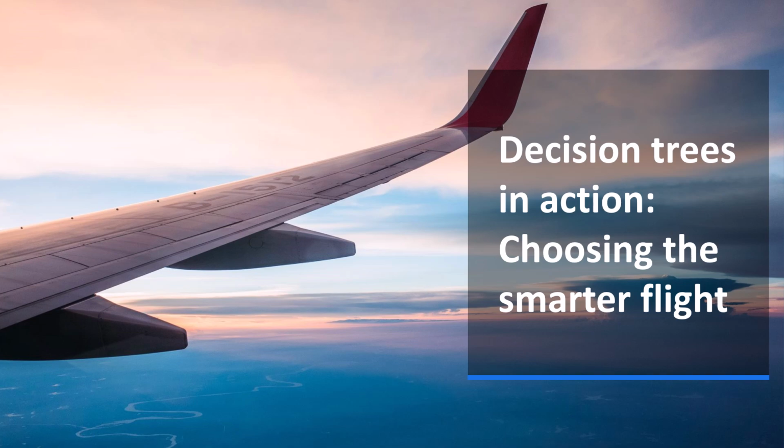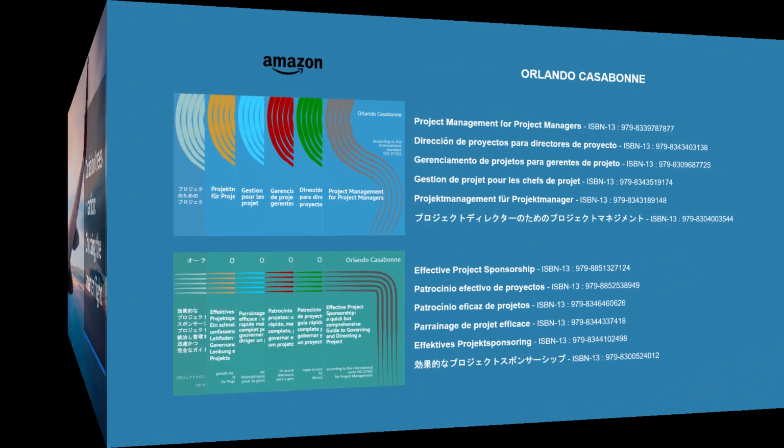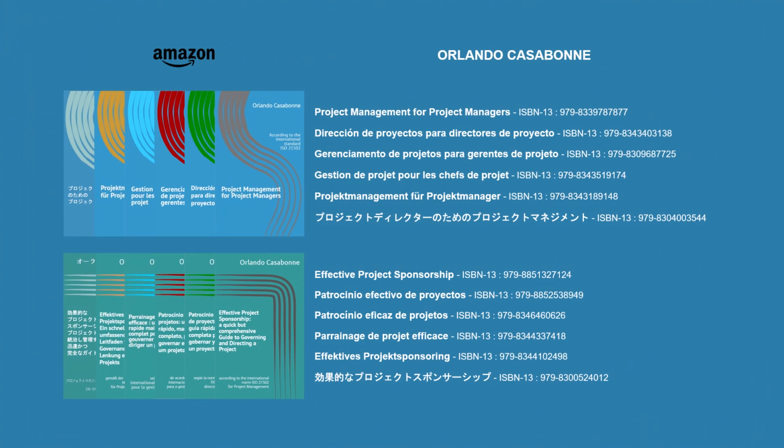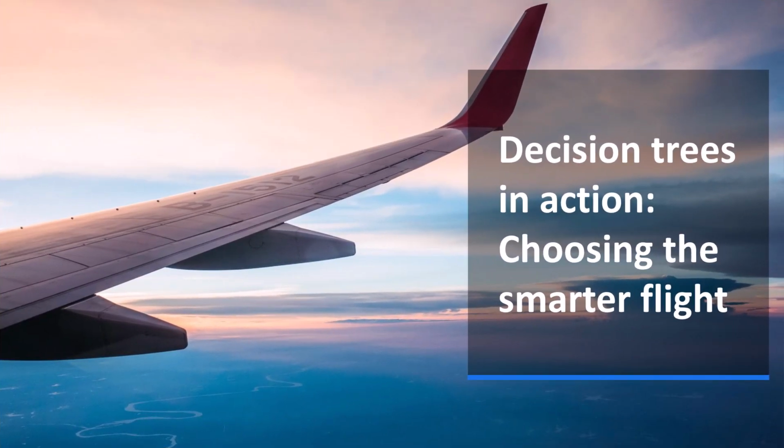There's this really practical tool for decision making under uncertainty, and we're drawing some insights here from Project Management for Project Managers by Orlando Casabon. Right, so let's set up a scenario. Imagine you're booking a crucial business trip. You've got two options, Flight A and Flight B. Both get you there. But, and this is key, they have different ticket prices and different chances of a major delay. Let's say a delay would cost your business a hefty €4,000.